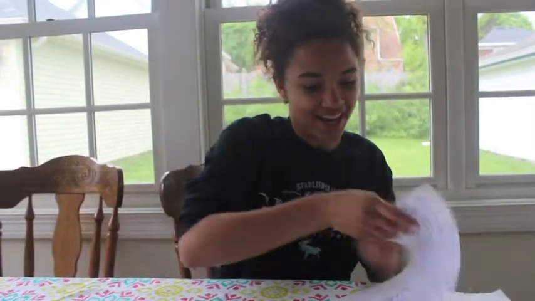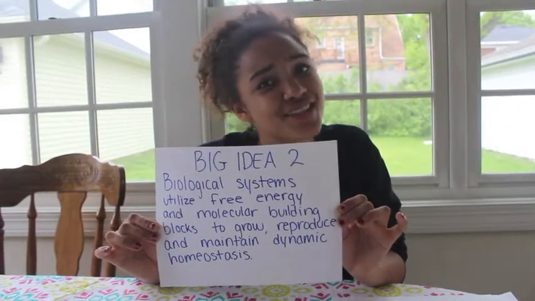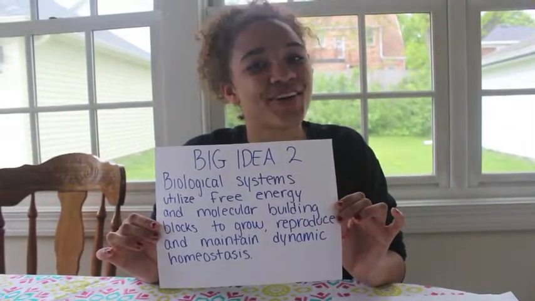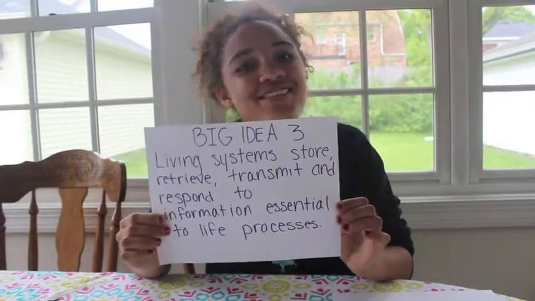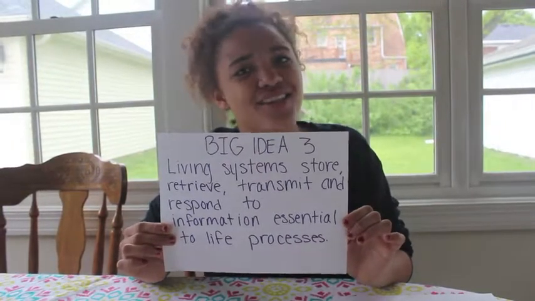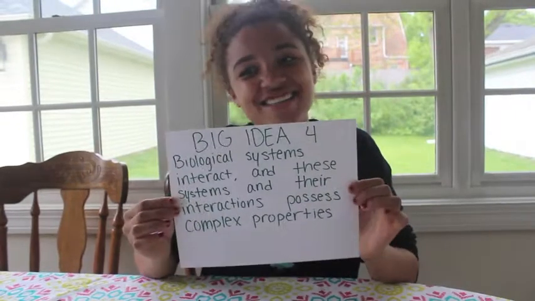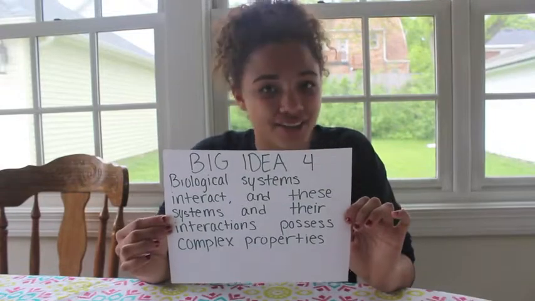Big idea 2 is biological systems utilize free energy and molecular building blocks to grow, reproduce, and maintain dynamic homeostasis. Big idea 3 is living systems store, retrieve, transmit, and respond to information essential to life processes. And then big idea 4, which is biological systems interact, and these systems and their interactions possess complex properties. So exciting.